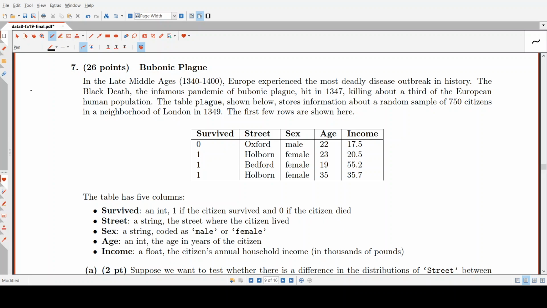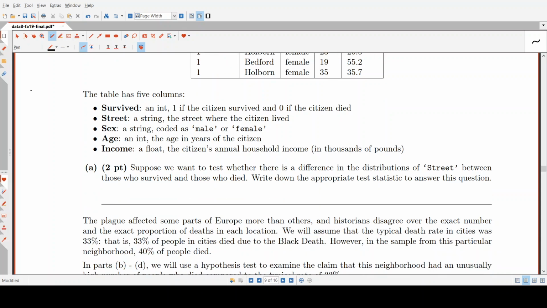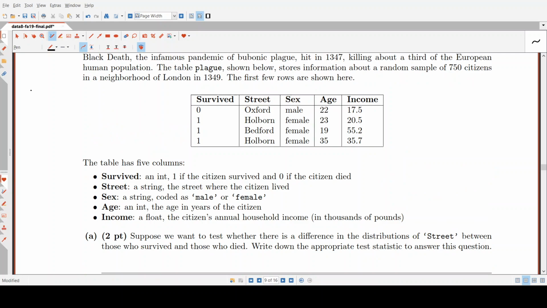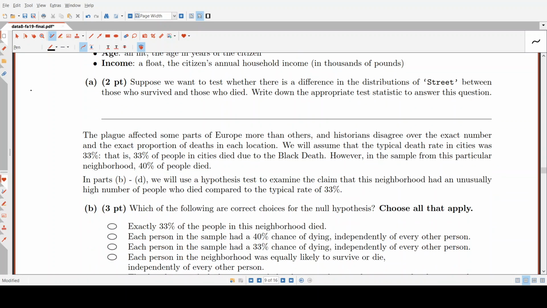The first few rows are shown here. The table has 5 columns. Survived is 1 if they survived, and 0 if they died. Street is the street where they lived. Sex is male or female. Age is the age of the person. And then income is how many thousands of pounds their income was per year.